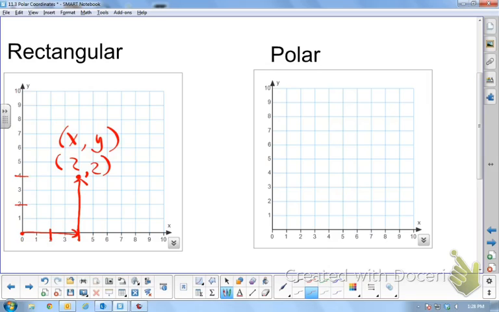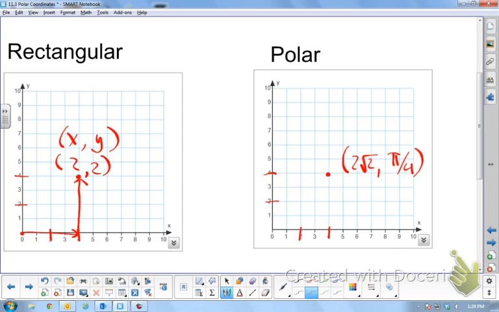Okay. Polar coordinates are represented differently. If I want to plot the same coordinate in polar form, this point would be the point 2 square root 2, comma, pi over 4. Those 2 points are the same. Just one is rectangular, one is polar. So let's talk about why.